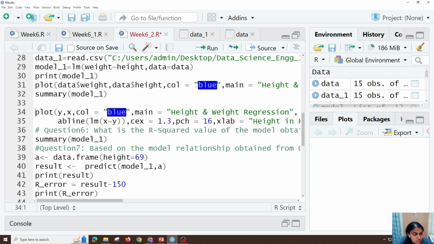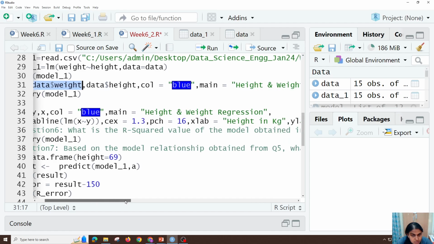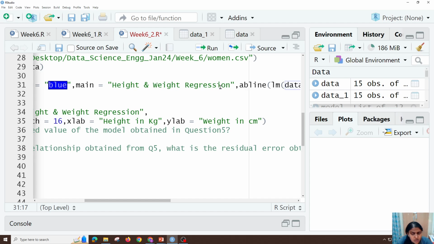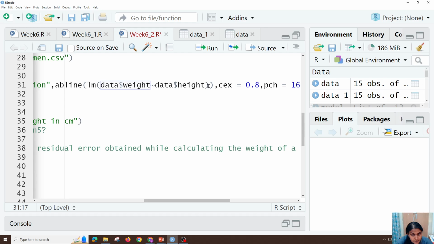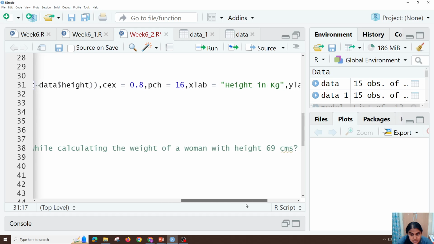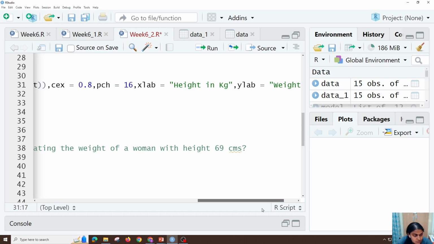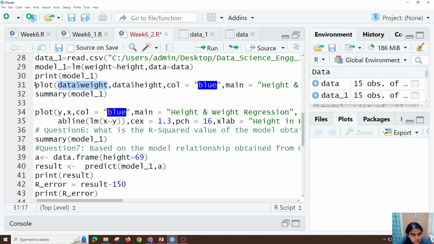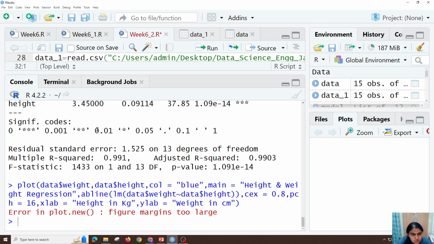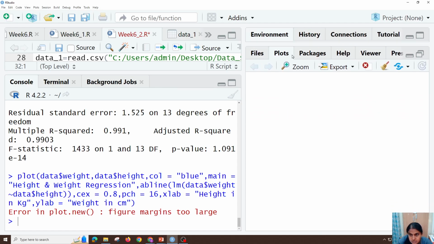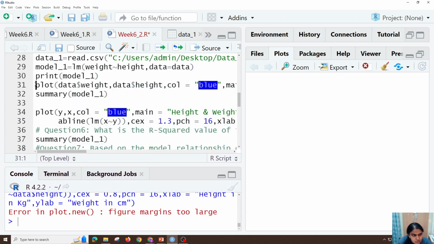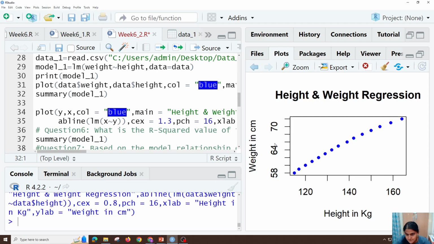So for that, I'll plot the data points with weight and height, and I'm just putting the color as blue, then the title of the graph as height and weight regression. The line is to be drawn with respect to the model that we are using, and certain other values like the font size and all. If I plot this, it is giving an error, figure margins are too large. So I reduce the size of the environment, and then again I run this particular model. So you can see here weight and height.